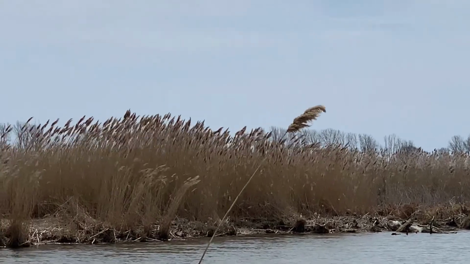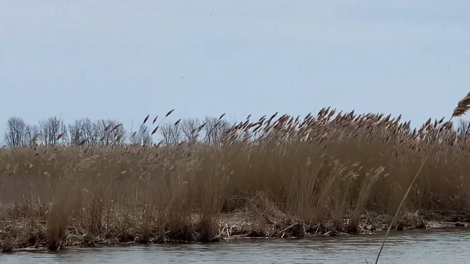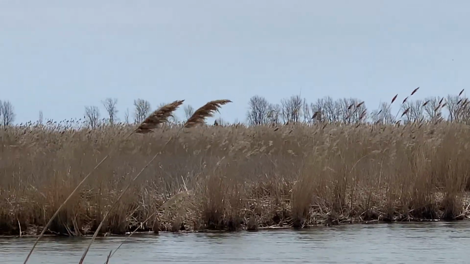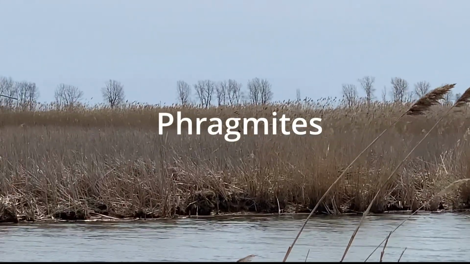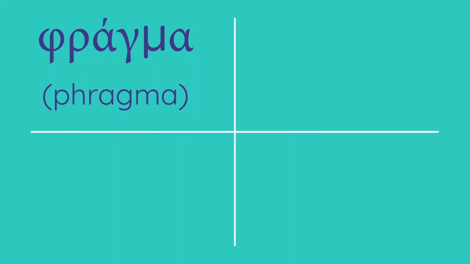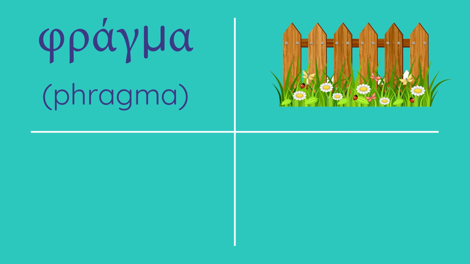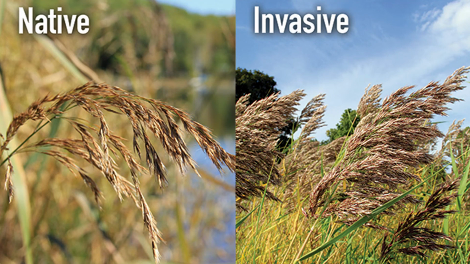You'll be familiar with the sight of these picturesque tall marshland reeds with feathery heads dancing in the wind along waterfronts, highways, and hydro corridors. These plants are called Phragmites, and the name Phragmites is derived from the Greek term phragma, which means fence, hedge, or screen. There are two types of Phragmites in Canada. One is native, and the other is an invasive species.